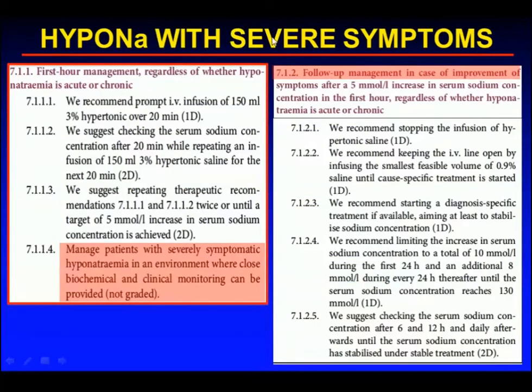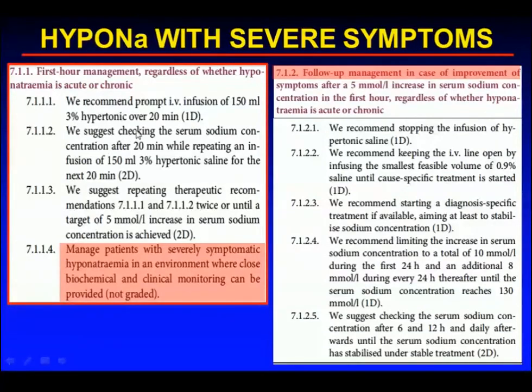So what to do with patients with severe symptoms? For the first hour management, we recommend to infuse rapidly hypertonic saline over 20 minutes, a bolus of 150 milliliters of 3% hypertonic saline or equivalent.